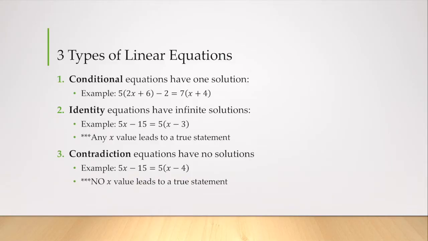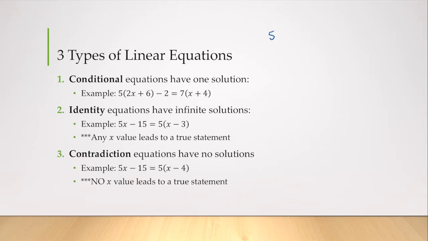Now there are 3 different types of equations. So we've got conditional. These are equations that have one solution. Identity. These are equations that have infinitely many solutions, like that example a couple slides ago I told you we'd talk about. And contradictions. Those are examples that have no solutions. So why don't I go ahead and solve these 3 examples so we can take a look at them.